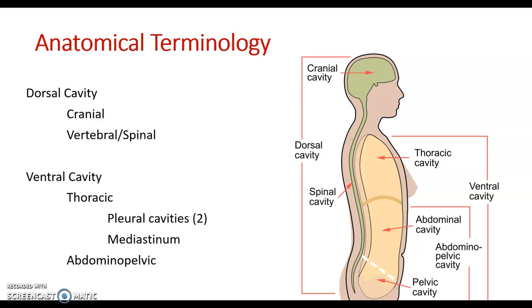The ventral cavity, or the front cavity, on the other hand, has two divisions separated by the diaphragm. So the ventral cavity is not continuous. It has that diaphragm separating its sections. All of our visceral organs are housed in the ventral cavity. The thoracic cavity is like the chest region and has 3 of its own subdivisions. Each lung is in a pleural cavity, and the heart is in the mediastinum. Also within the ventral cavity is the abdominopelvic cavity, which is our gut region.